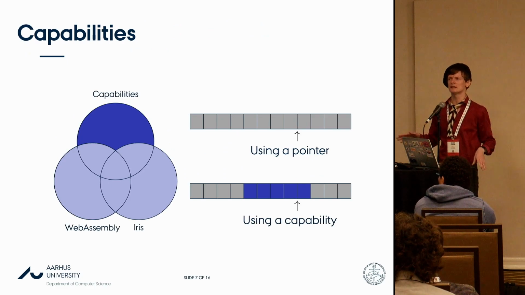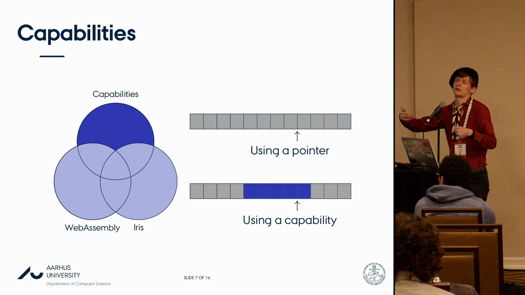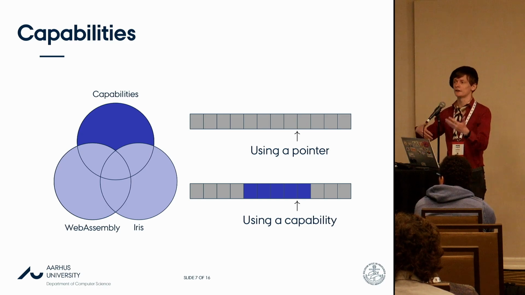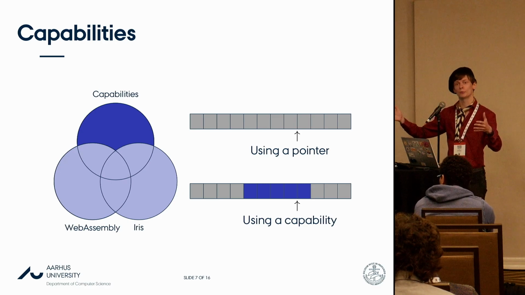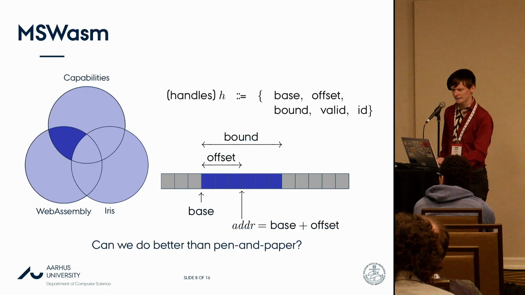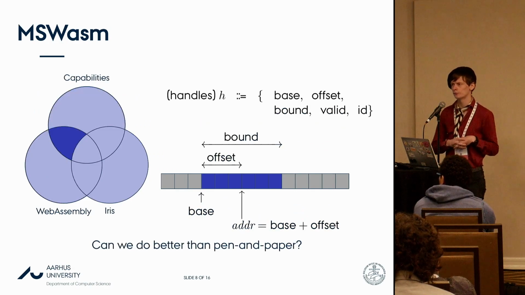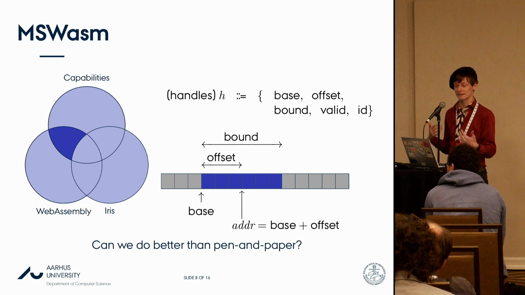Now, a capability can mean a lot of different things. For the sake of this talk, a capability can be thought of as a pointer together with some meta information that defines the authority that that capability has. So that could be, say, a range of memory that I'm supposed to have access to. A couple of years ago, Alexandra Michael and her co-authors introduced MSWasm, memory-safe WebAssembly, which is a variation of WebAssembly where we would use capabilities instead of pointers to access memory.